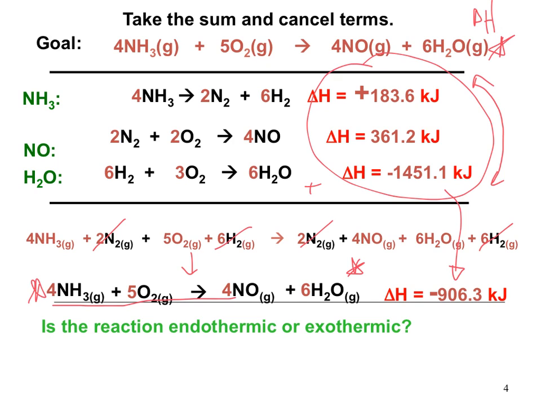So just make sure that you're paying attention to the pieces that they give you. Make sure that the coefficients of your products match up. Make sure that if you flip something, you also flip the sign. If you multiply through by a coefficient, your delta H has to be multiplied through by the coefficient. All of the equations that you're utilizing must give you the overall equation that you're solving for, and then you can add the delta H values from those individual steps to give you the overall delta H for the specific reaction.